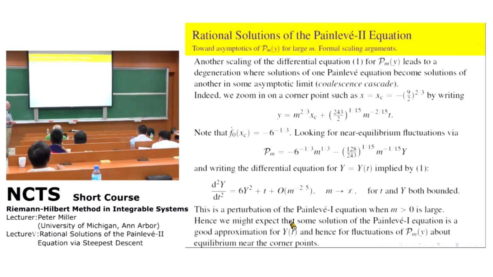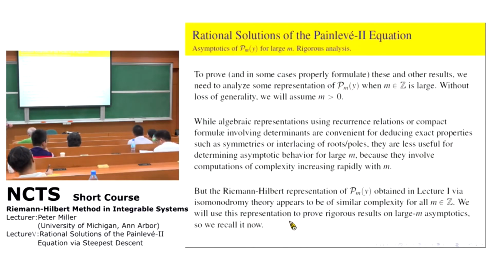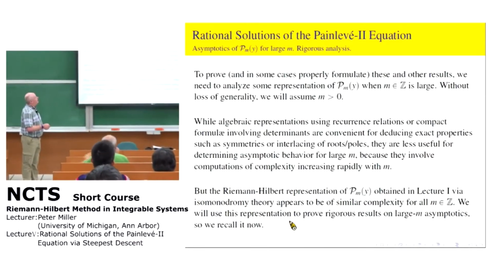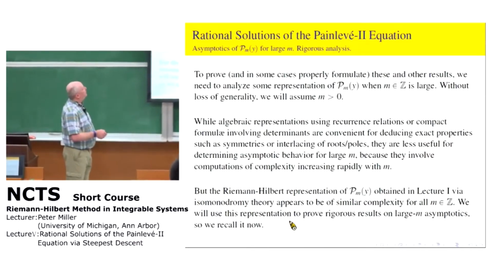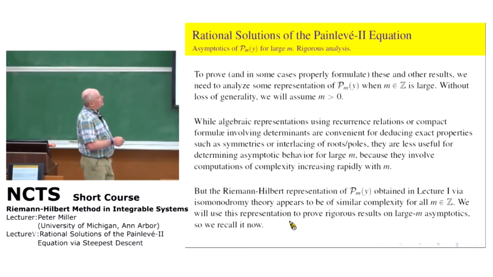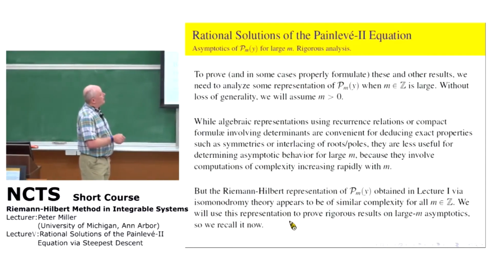All right. This is the left-hand corner, but the whole equation for PM has an e to the 2 pi i over 3 symmetry to it. So once you understand the left corner, you kind of get everything. Okay. So to prove these, and in some cases to properly formulate them and maybe some other results, we have to analyze some representation of PM of Y when M is large, and we're going to assume without any loss of generality that M is a positive integer here.